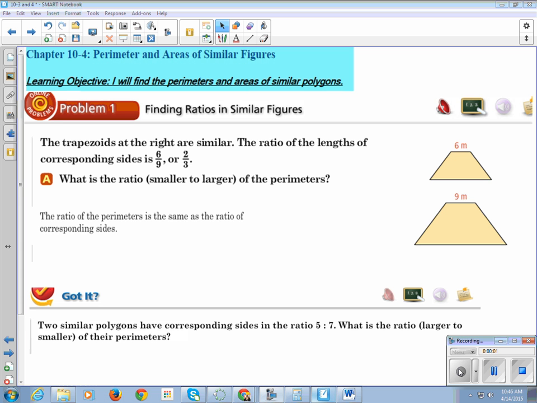This is Chapter 10, Section 4, Perimeter and Area of Similar Figures. Your learning objective is that you will find the perimeters and areas of similar polygons.